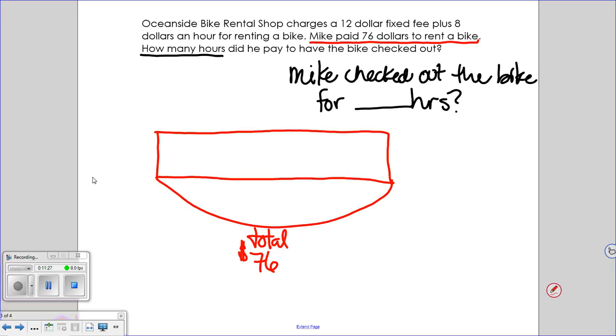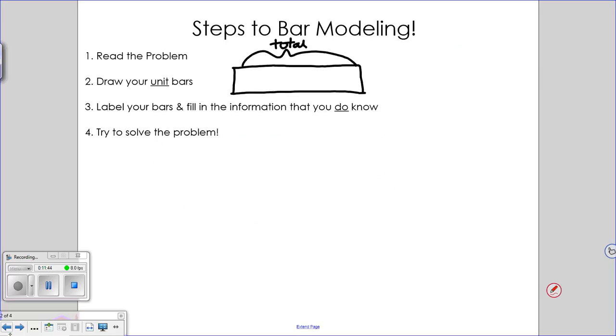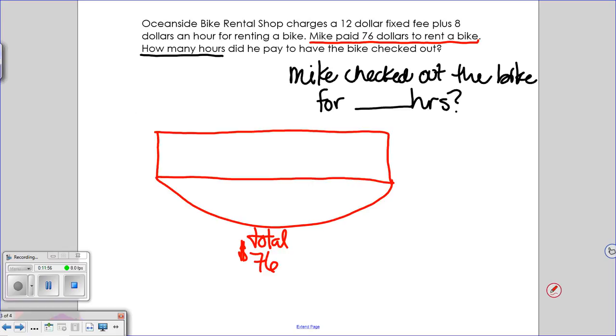We'll get there. So we've made our unit sentence, our answer sentence, and our unit bar. Now what do we need to do? Bryce? Label your bars and fill in the information. Yeah, we need to fill in the information that we know. What do we know? Give me one thing that we know about Mike and this bike rental thing. He paid $76 to rent the bike. We paid $76 total to rent a bike.